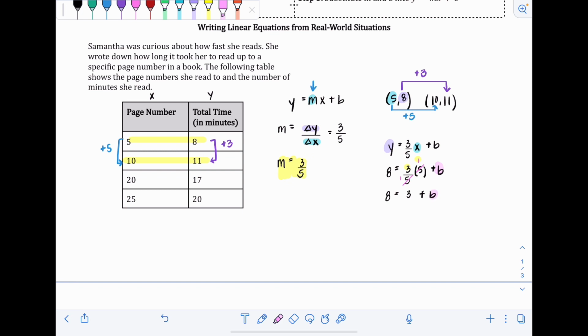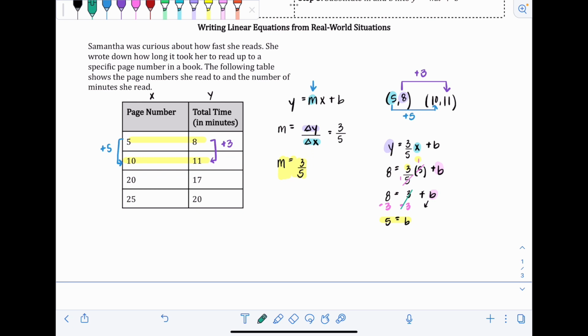And then I want to get b by itself, so I have to cancel out that positive 3 that's being added to it. So I would subtract both sides by 3. So then 8 minus 3, that would be 5. And then 3 minus 3, that would cancel out. And then I would bring down my b, and I end up with b equals 5.